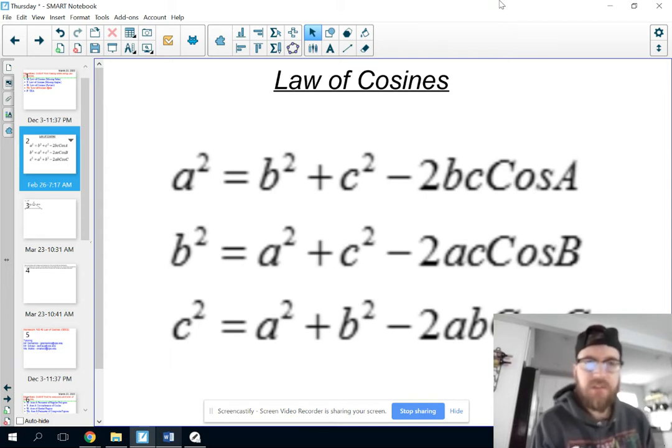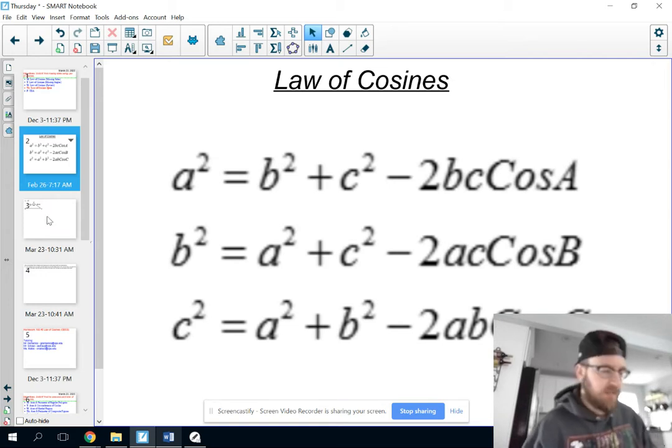We had sine of A over A, sine of B over B, and so on. We've got three different formulas for law of cosines as well, but they're all pretty much the same format. It just depends which piece you're solving for. If you're trying to solve for side A or angle A, side's lowercase, angle's capital, you use the first formula. Side B or angle B, you use the second formula. Side C or angle C, you use the third formula.